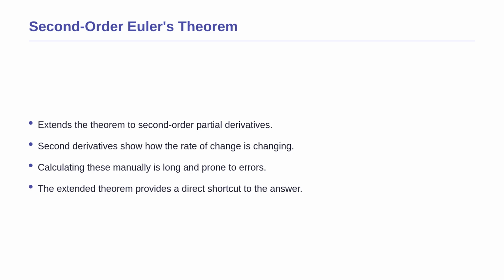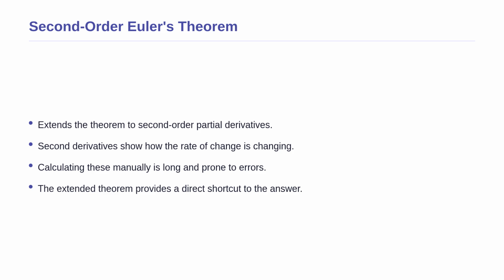Beyond adding more variables, we can also go deeper into the derivatives themselves. Sometimes we need to look at second-order partial derivatives. A second-order derivative tells us how the rate of change itself is changing, much like how acceleration tells us how velocity is changing. Euler's theorem can be extended to connect these second-order derivatives.